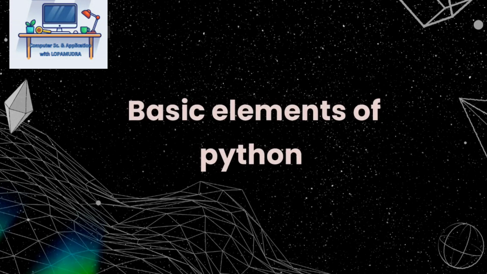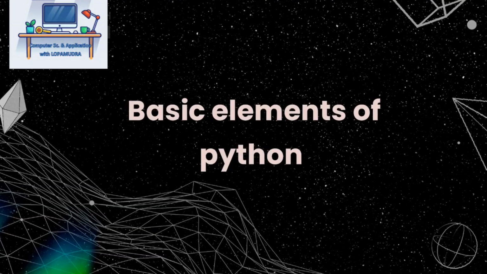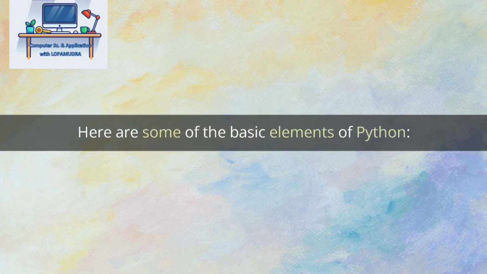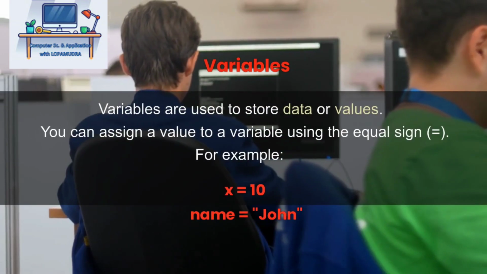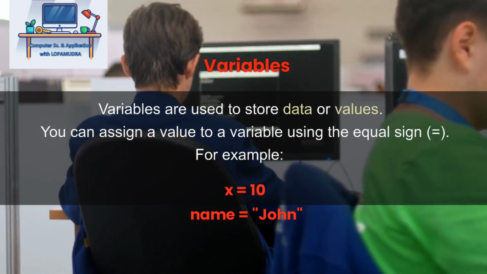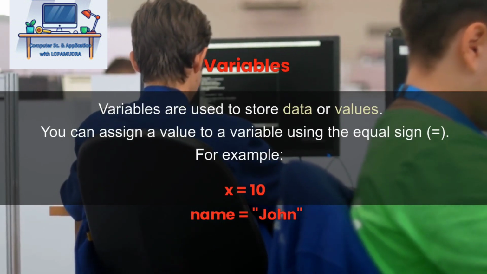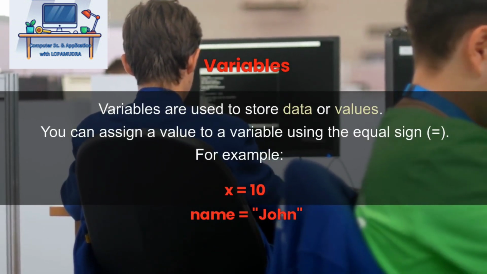Hello everyone. Today I will discuss the basic elements of Python. So the first element of Python programming is variable. Variables are used to store data or values. You can assign a value to a variable by using the equal sign. Here x and name are variables.